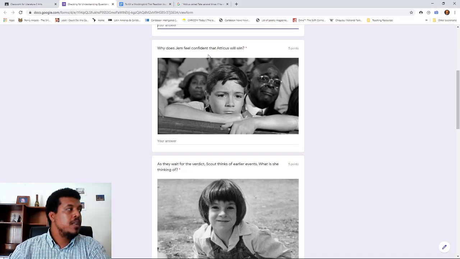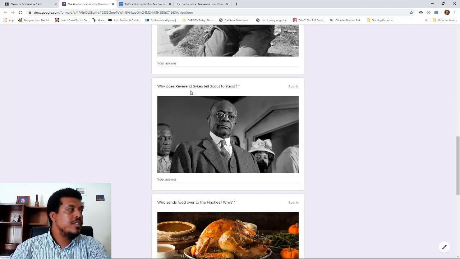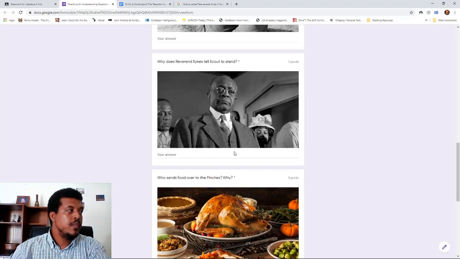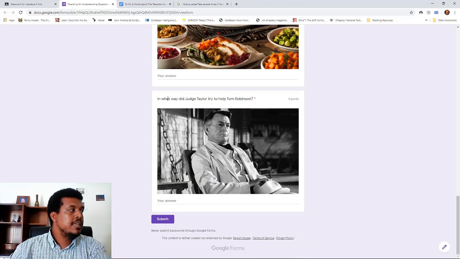Why does Jem feel confident that Atticus will win? As they wait for the verdict, Scout thinks of an earlier event. What is she thinking of? Why does Reverend Sykes tell Scout to stand? And as you can see, they all stand. That's this moment in the movie. Who sends food over to the Finches? Why? And in what way did Judge Taylor try to help Tom Robinson?